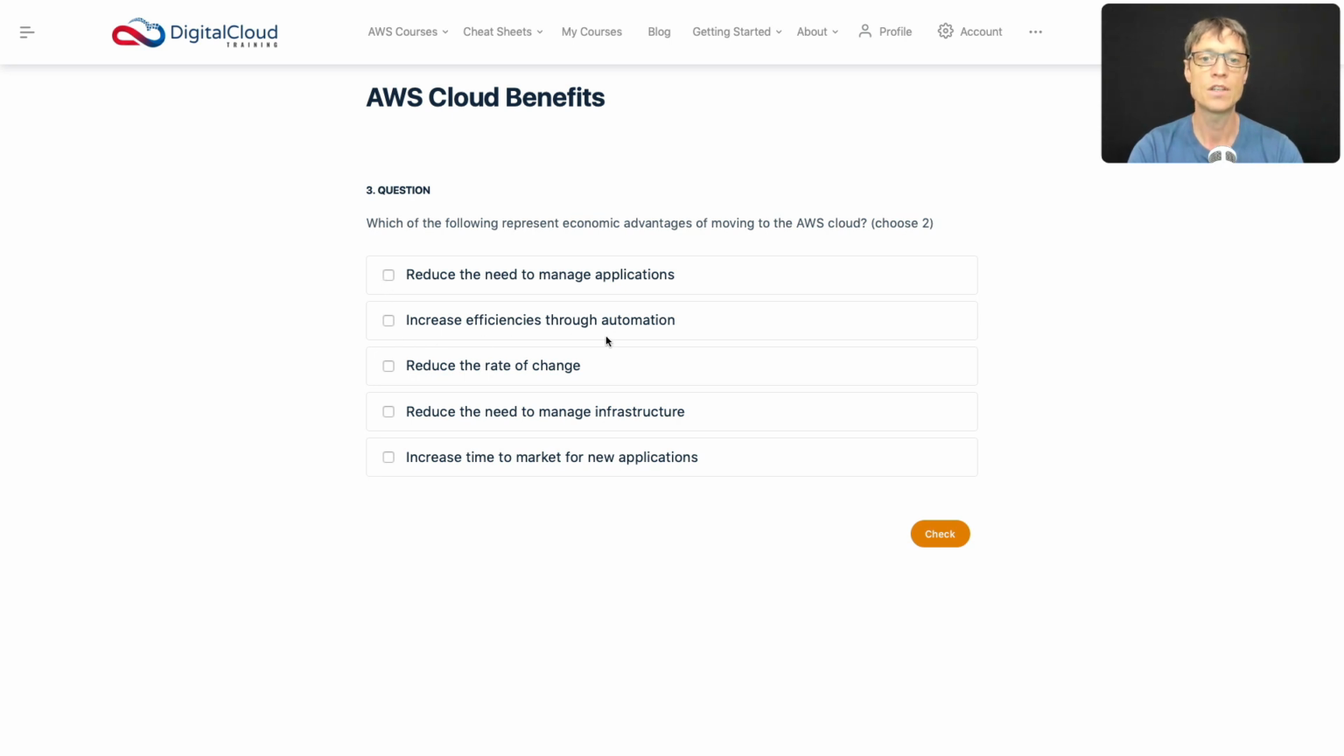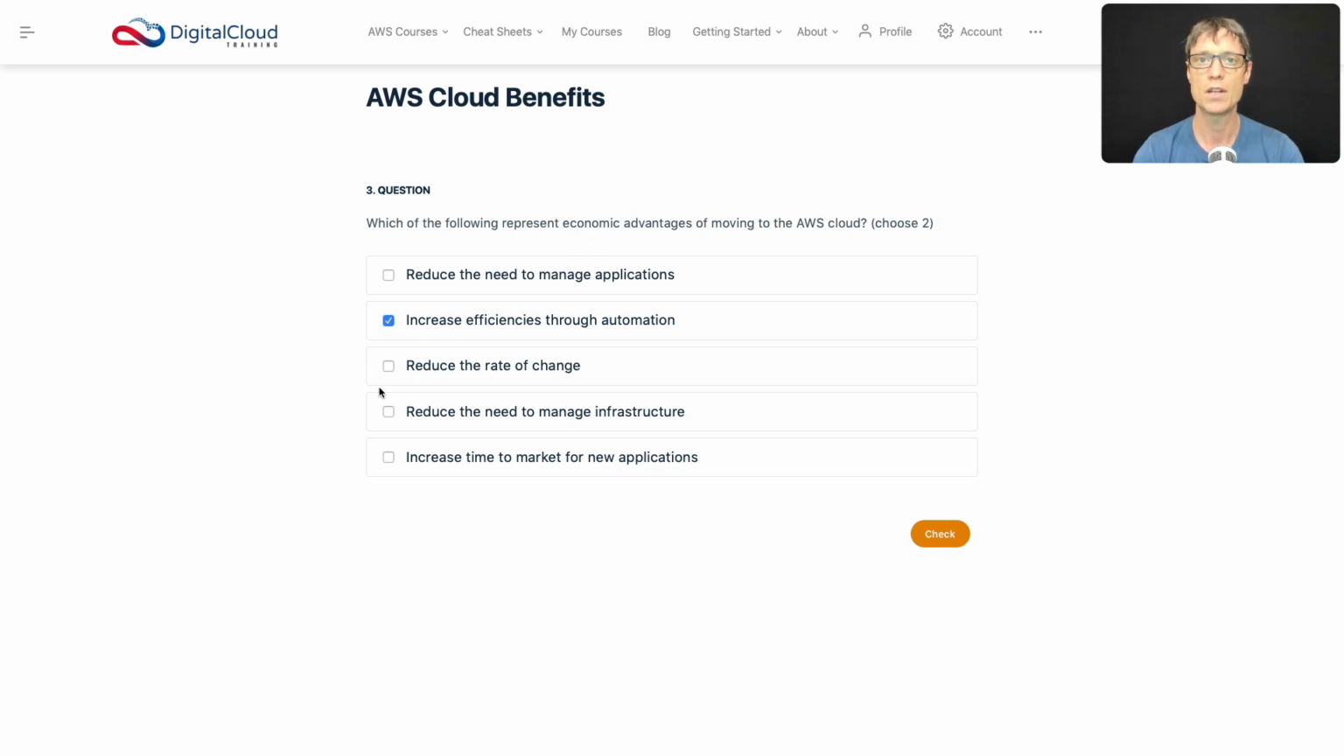Do you increase efficiencies through automation? Well, that makes sense because there are so many tools available in AWS to utilize for automation. And automation can help you from having to keep performing manual processes, which eats into budget because you've got people doing that. So if you can automate those activities, then you definitely increase efficiencies. And that definitely relates back to the economic advantages of the cloud.